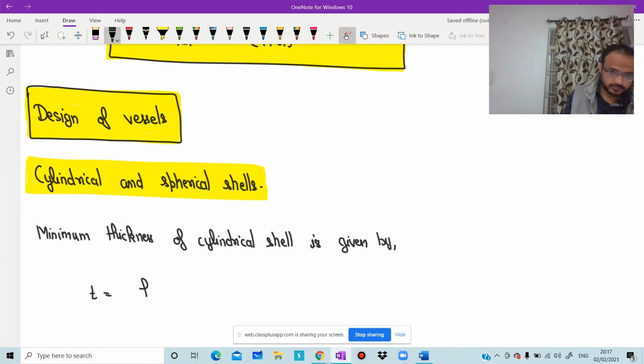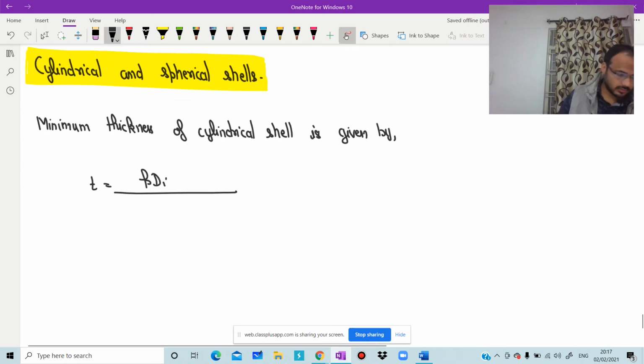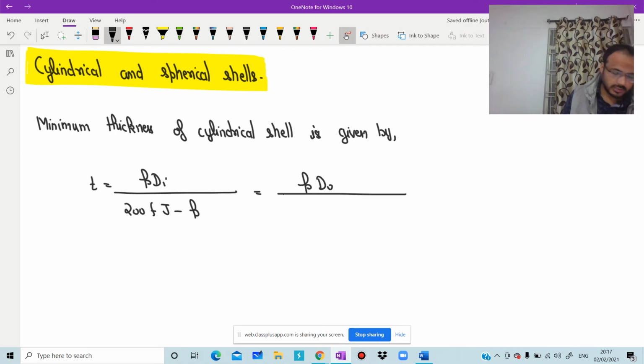T is equal to P into Di divided by 200 Fj minus P, or T is equal to P into D naught divided by 200 Fj plus P. T is the minimum thickness.